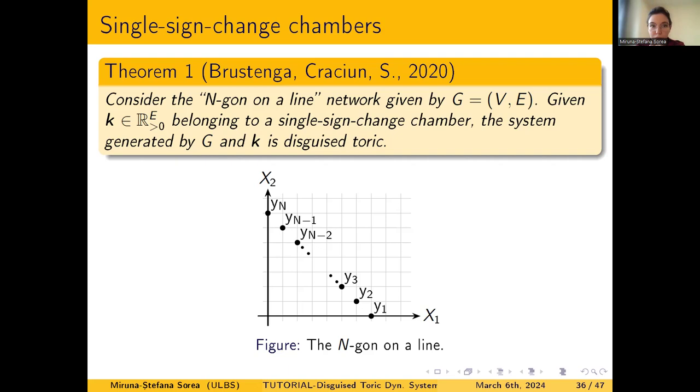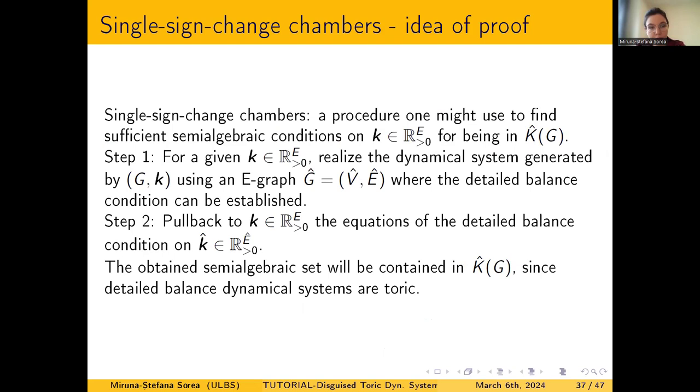So for all the parameters k belonging to single sign change chambers in the parameter space, we know the system is disguised toric. As I was saying before, we realize the dynamical system G hat, where we can impose the detailed balance condition. Remember that detailed balance implies complex balance, so detailed balance systems are complex balanced. Once you have the conditions for detailed balance, you pull back from G hat to G. You get semi-algebraic conditions for disguised toric for your initial graph G. This was what we have for single sign change chambers.